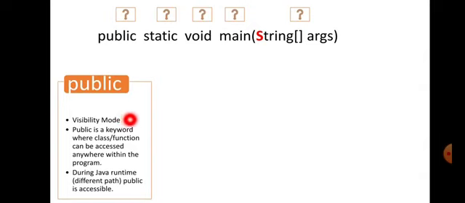It can be accessed by any function. It can be accessed by any class. So public is very, very important. Now public is a keyword where a class and function can be accessed anywhere within the program. The next point is, during Java runtime, even if it is in a different path, the public is accessible. Very, very important. One, public, you understood now.